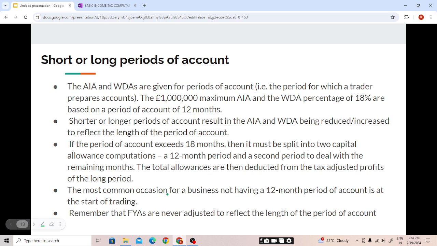The most common occasion for a business not having a 12 months period of account is at the start of trading. When they start, they can prepare the accounts for 12 months, 24 months, 8 months, etc.